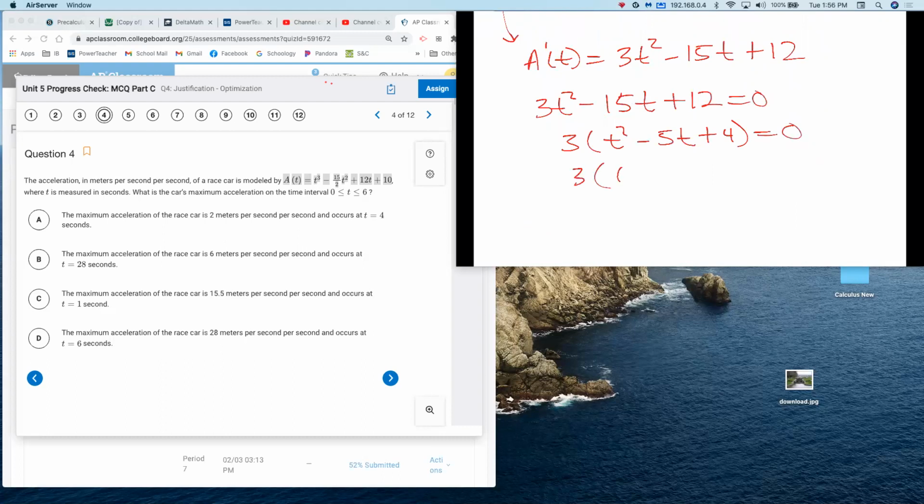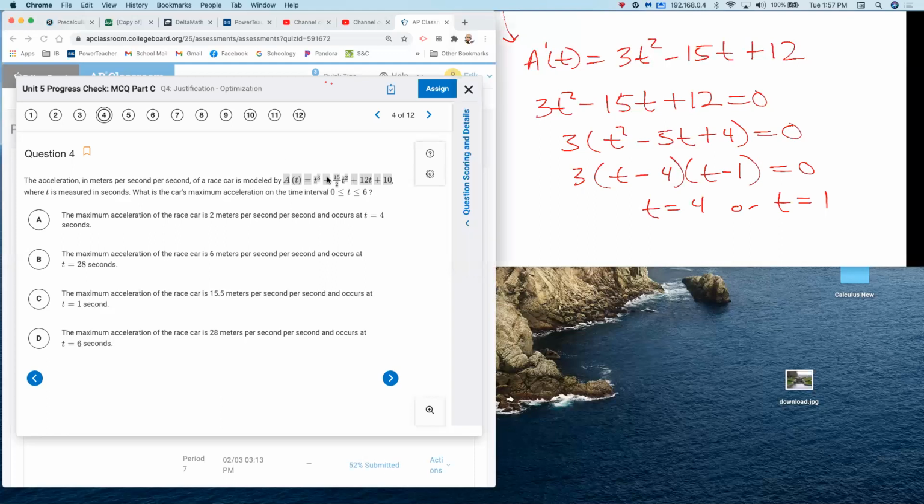So if I continue to factor this, you get (t - 4)(t - 1) = 0. So t is equal to 4, or t is equal to 1. So there's our two critical numbers.